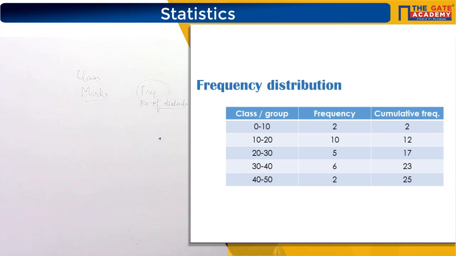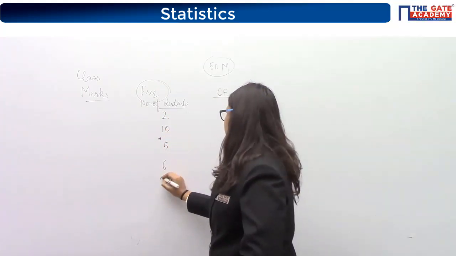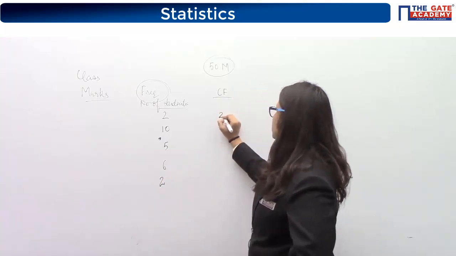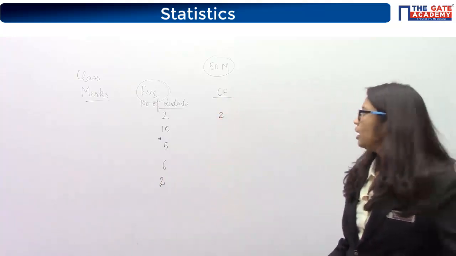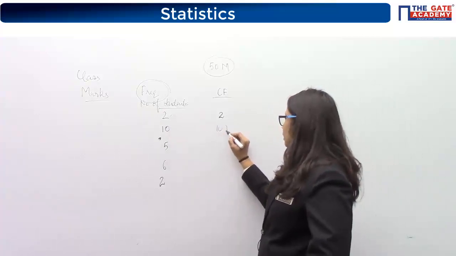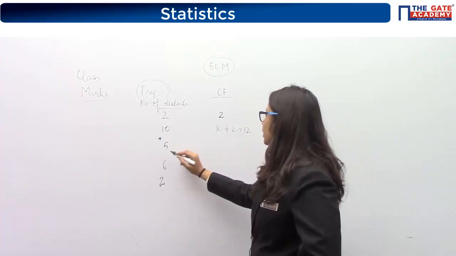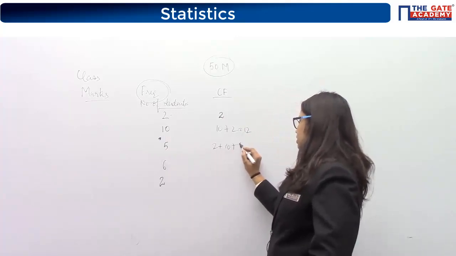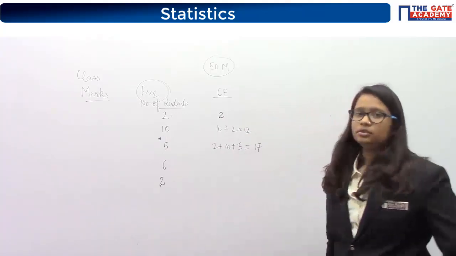Now what is cumulative frequency? Do you understand what is cumulative frequency? Cumulative frequency takes the effect of all the past data. That means if for this data it was 2, 10, 5 and 6 and 2, then for this cumulative frequency, because there is no past data, it will be 2. For this class, the cumulative frequency considering the past effect is 10 plus 2, that is 12. For this one, it will be 2 plus 10 plus 5. Consider all the previous data like this.